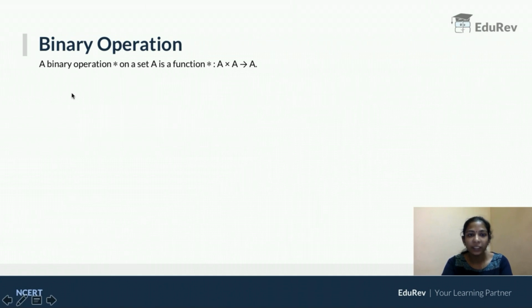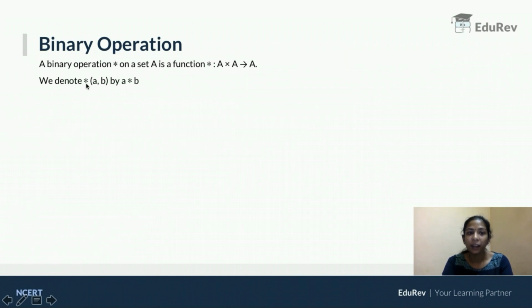A binary operation star on a set A is a function star from the Cartesian product on A to A. So what they are trying to tell us is that the binary operation star is also a function, where the domain will be the Cartesian product on A and the codomain will be simply A. And we denote star of A comma B. If it is a Cartesian product, all the elements will be ordered pairs. That's why they are writing we denote star of A comma B by A star B.